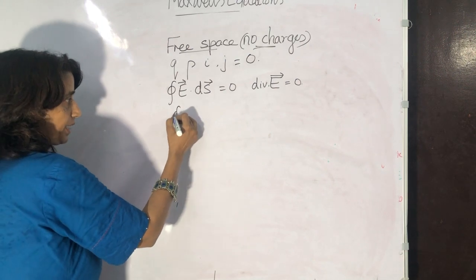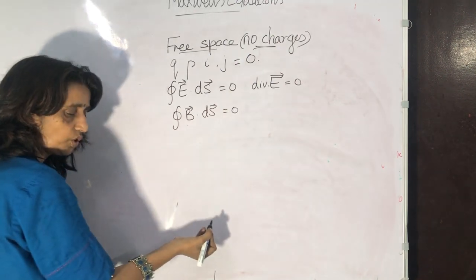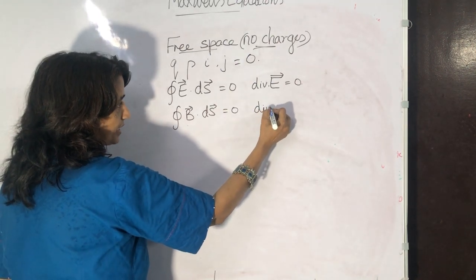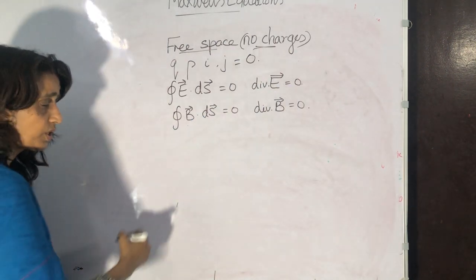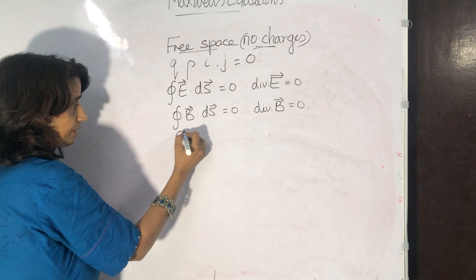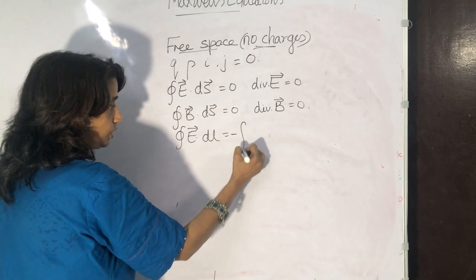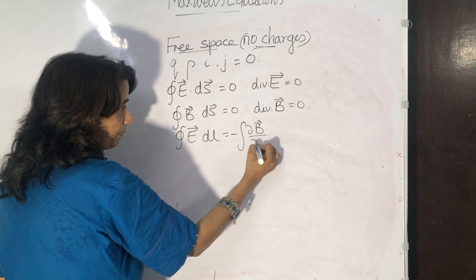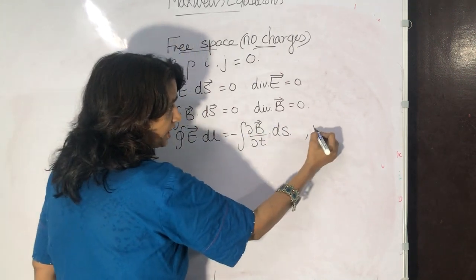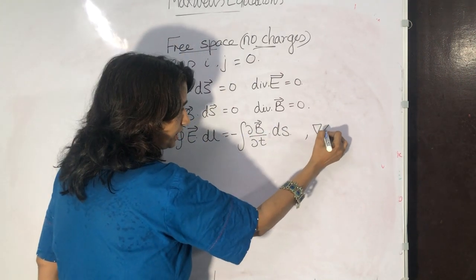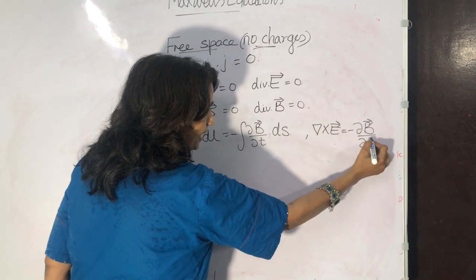Next, in free space, there will be no change in the second Maxwell's equation because it was already 0, because magnetic lines of force are closed curves, magnetic monopoles do not exist. Third equation also, for free space, there will be no change. It will be integral E dot dl is equal to minus del B by del T ds, or curl E is equal to minus del B by del T.